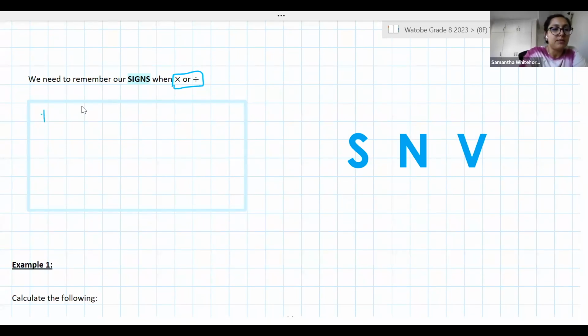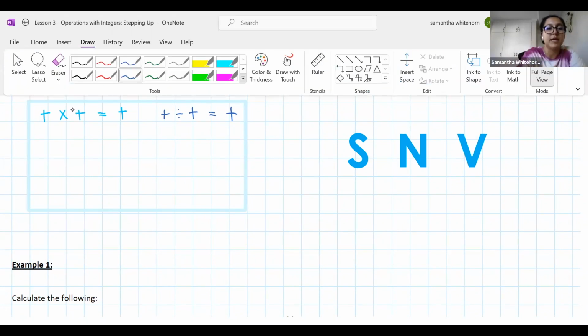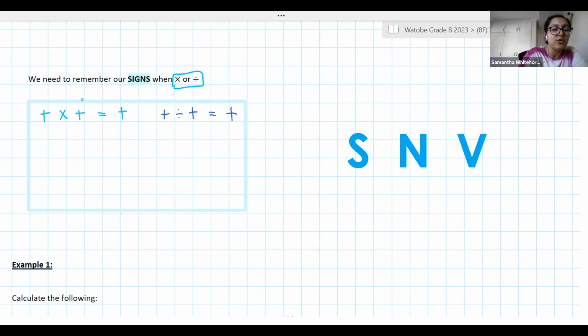We know that when we multiply a positive with a positive, we get a positive. And so the same thing will apply when I divide. So if I divide a positive by a positive, I'm going to get a positive. So that's what I'm saying. These rules apply for both multiplication and division. I know that when I multiply a positive by a negative, I get a negative. And obviously the same would be true as if I multiplied a negative by a positive. I still get a negative.